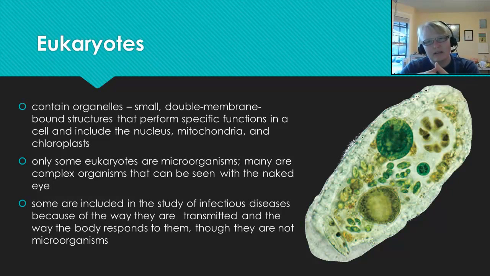One of the big things to note about eukaryotes that cause infectious disease is that because their cells are so similar to ours, they're much harder to treat. We can't use the same type of antibiotics that we would use to treat a prokaryotic infection.